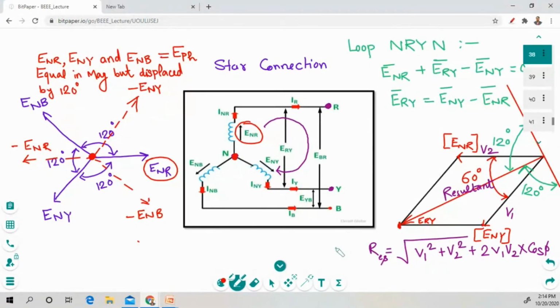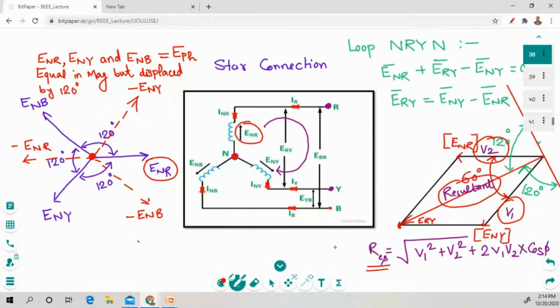This is called the resultant. Okay. So how to calculate the resultant for two vectors? There is a direct formula. If we have two vectors, one vector is called V1 and the second vector is called V2, then we can calculate the resultant vector using this formula.